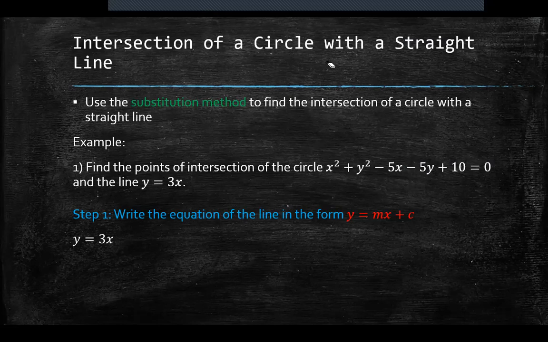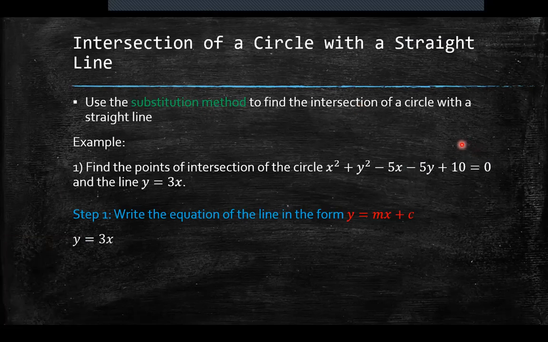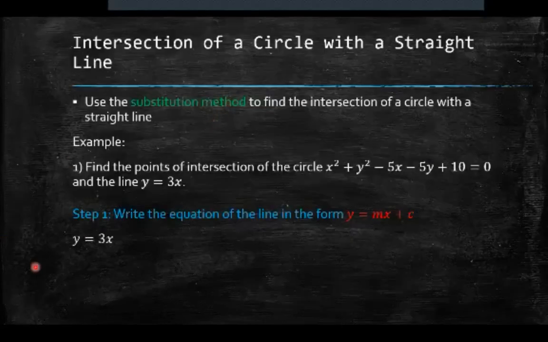So, intersection of a circle with a straight line. That's another thing you have to learn how to do because it's on your syllabus. So you'll come across questions like this in past papers. What you need to do when trying to find the intersection of a circle with a straight line is use the substitution method, right?